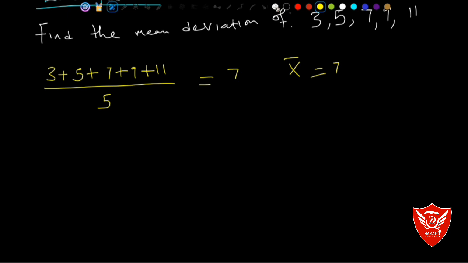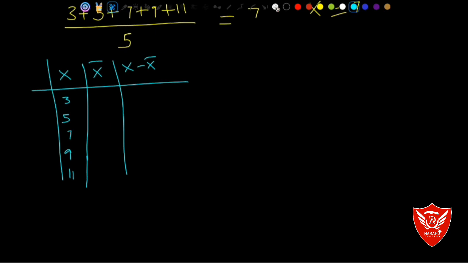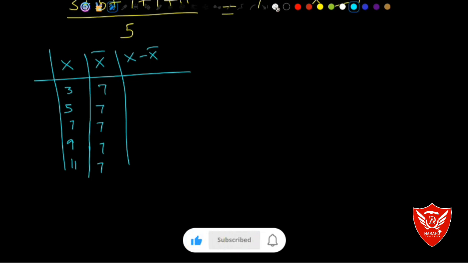Now we're going to put the data set in a table format. Let's say this column is the value, this is the mean, and this is going to be x minus x bar. The values we have are 3, 5, 7, 9, and 11, and the mean remains the same, so it's 7, 7, 7, 7, 7. This last column is the absolute value, not just the difference.